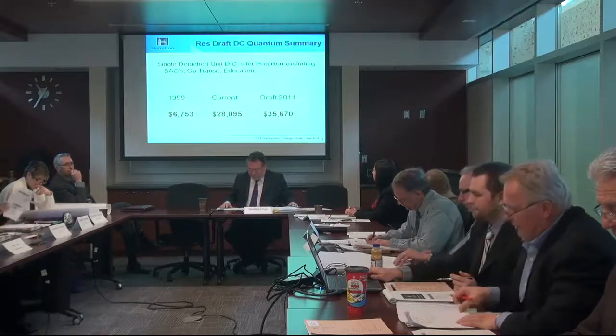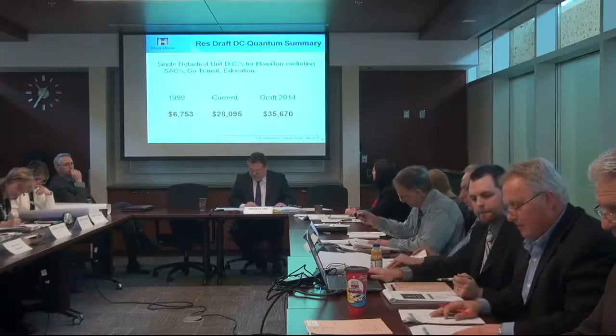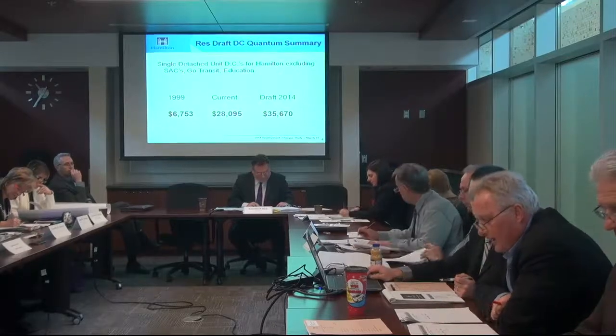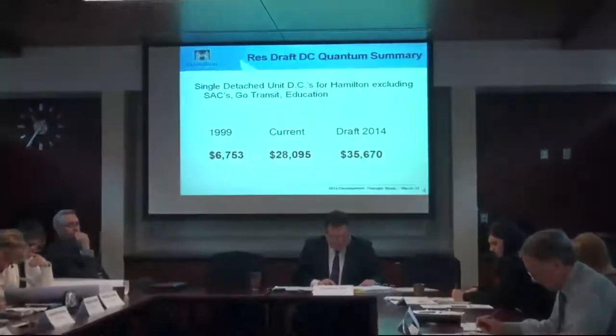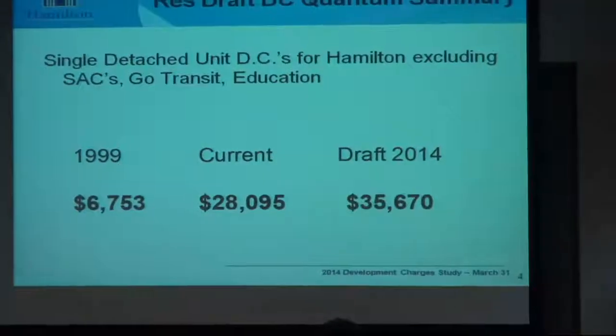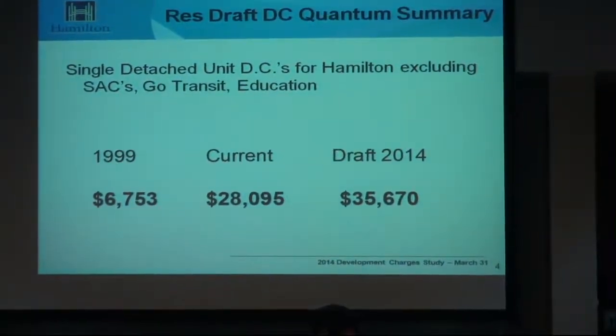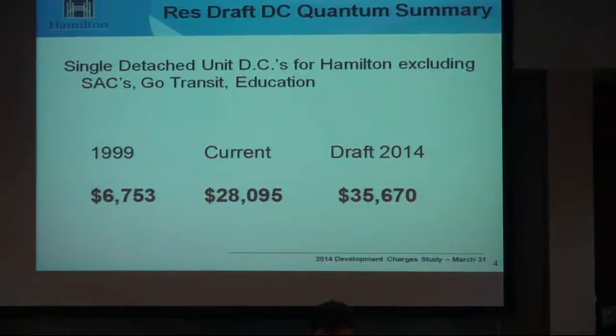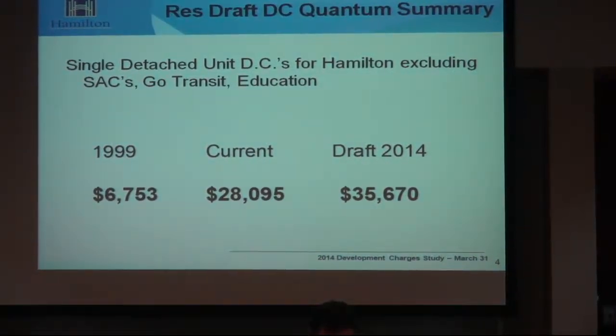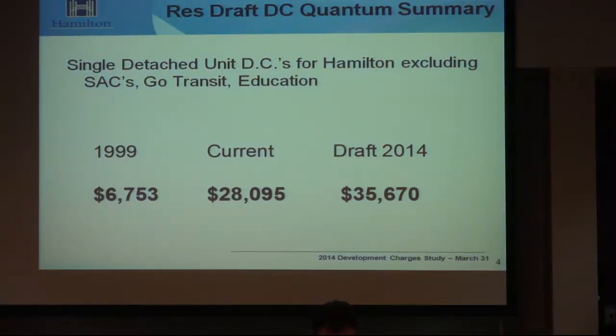Okay, we'll start off with the residential numbers. This is our draft number for a single detached unit in Hamilton, excluding any special area charges, GO Transit charge, or the education DCs for both school boards. So right now we're looking at a draft number of approximately $35,670 per single detached unit. If there weren't any changes, that would take effect July 6th of this year.